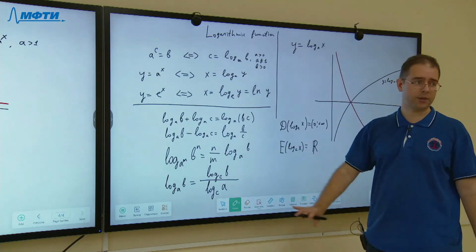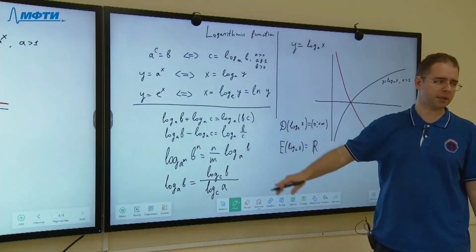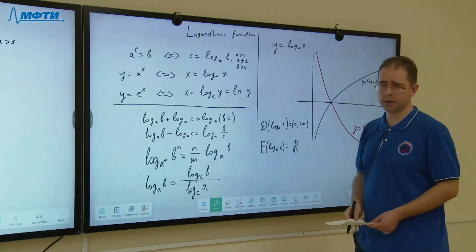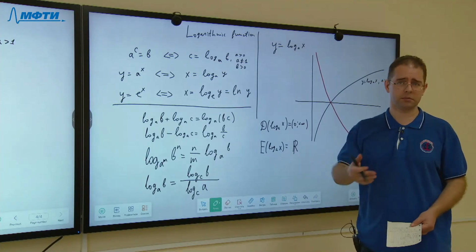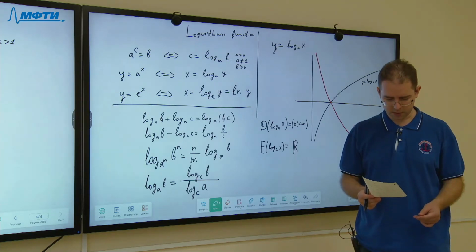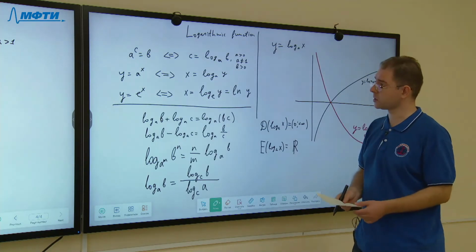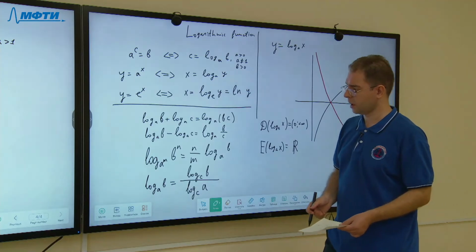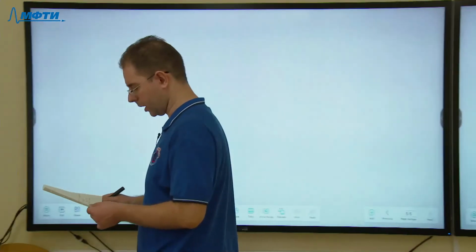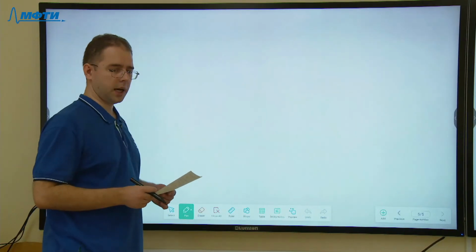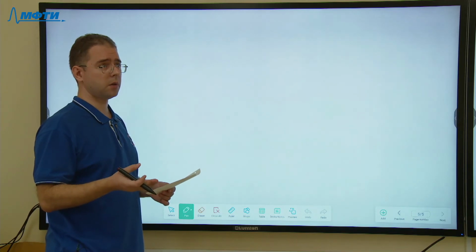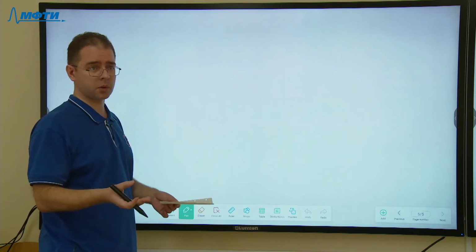Okay. There are more properties. I expect you to, if not know the other properties, then at least be able to derive them easily enough to solve some equations. Okay, moving on. Now I want to discuss solutions of exponential equations and inequalities.